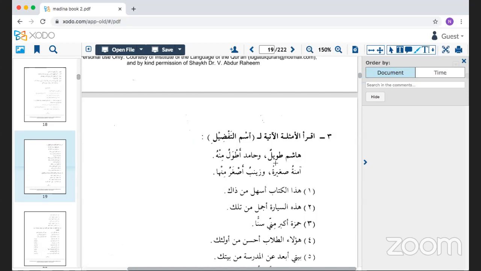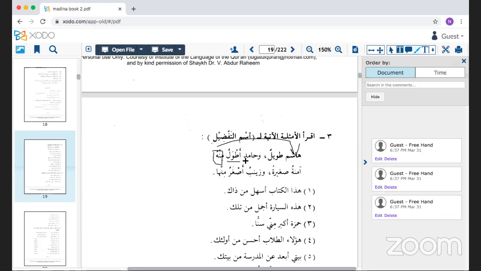هاشم طويل وحامد أطول منه. Who is this "hu" referring to? Hashim. Yes, he's talking about Hashim. So where's the ism tafdil? أطول. Where's the ism mufaddal? حامد. Look at أطول. Is it mudaf? No, it's not mudaf.